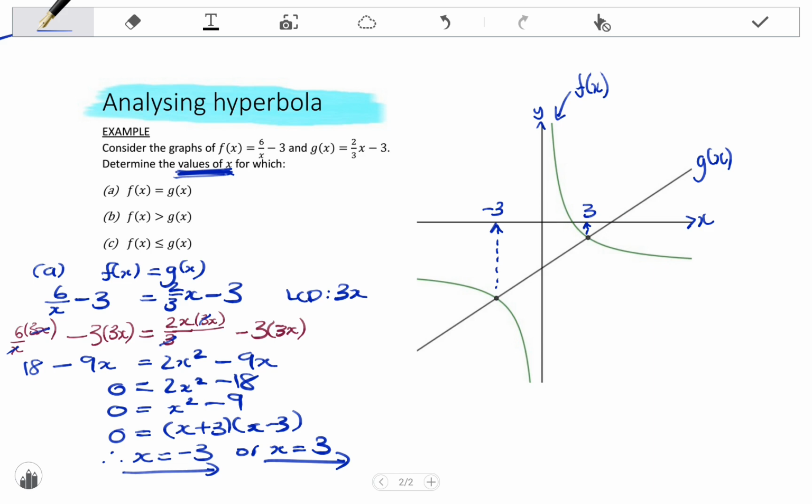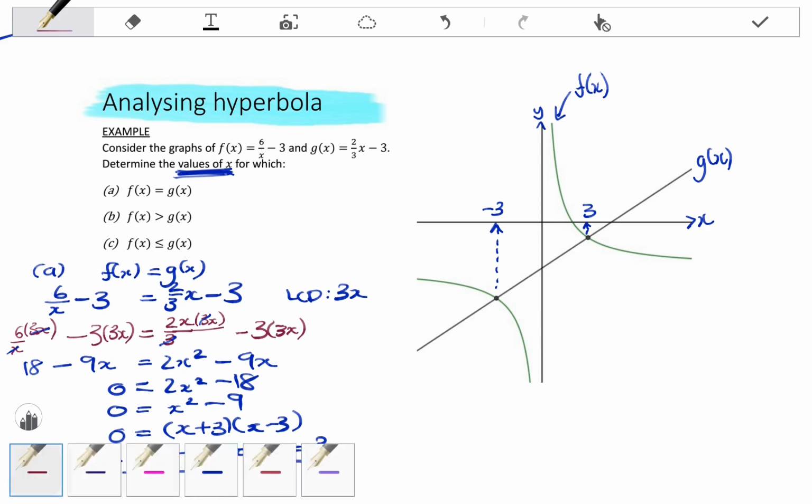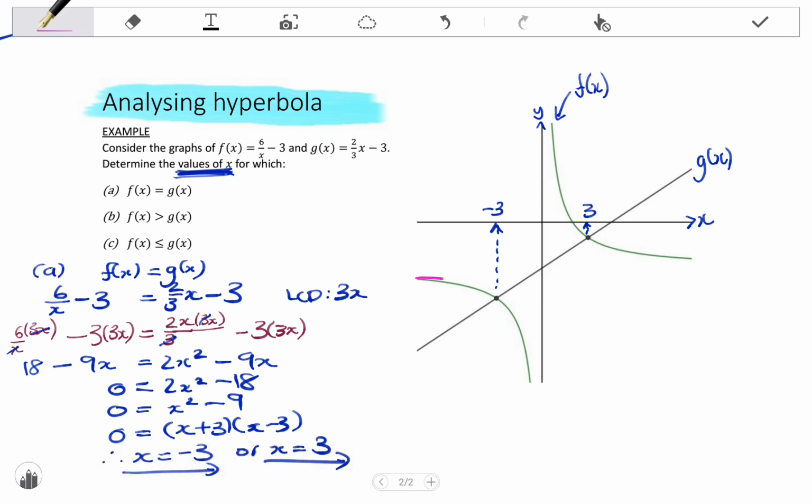Okay, so looking at question B, it says give the values of x for which f of x is greater than g of x. Now again, this means where the y values of f of x are above the y values of g of x. So it is where f of x is above g of x. So using the y coordinates, we find that part of the graph. Okay, going from left to right, I notice that f of x is above g of x here, and f of x is above g of x there.